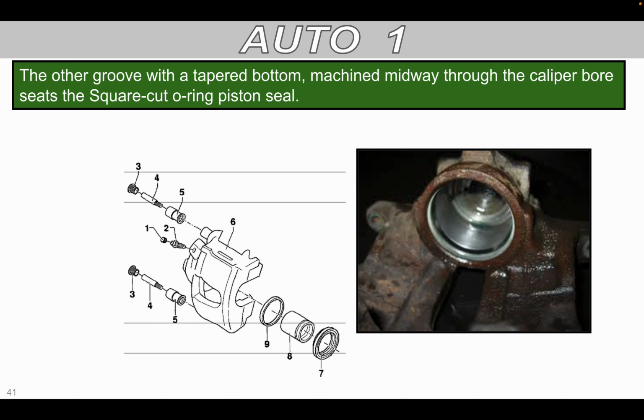Okay? The square cut O-ring piston seal is something you will not normally see unless you disassemble all the parts from the caliper. So it's not something you would normally inspect unless there's a leak that's coming out of the dust boot. Okay? All right, we're going to end there for today.